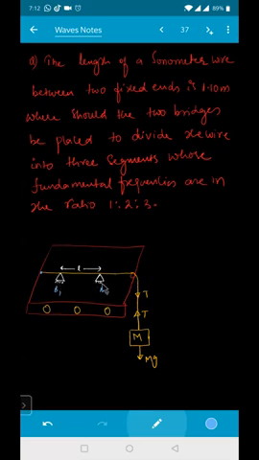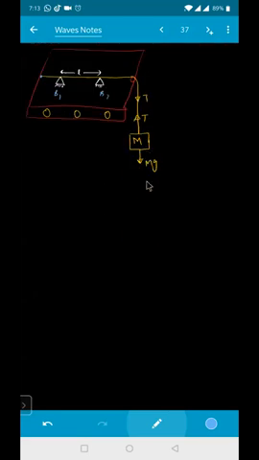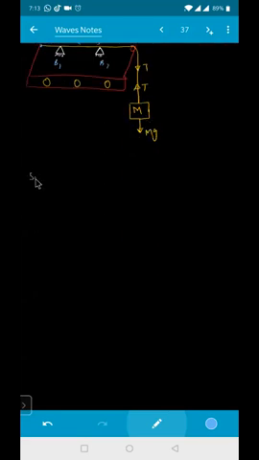Now, if I fix between these two bridges, the length between these two bridges is given as 1.10 meter. What I was asking is, where should the two bridges be placed? That means these two bridges should be placed at what distance so that the wire forms three segments whose frequencies are in the ratio 1:2:3. Is that clear?